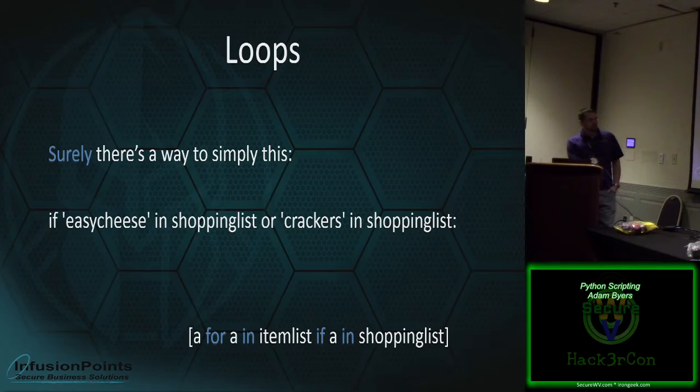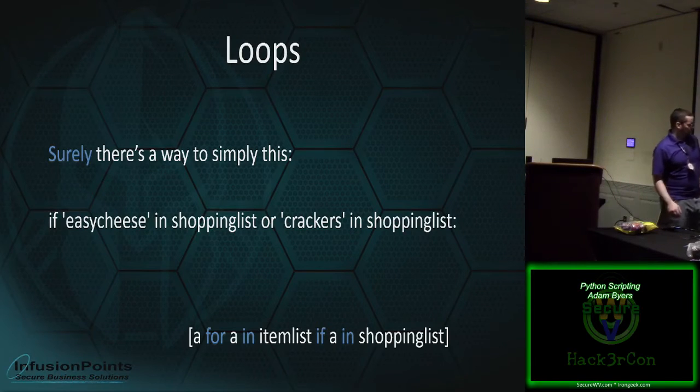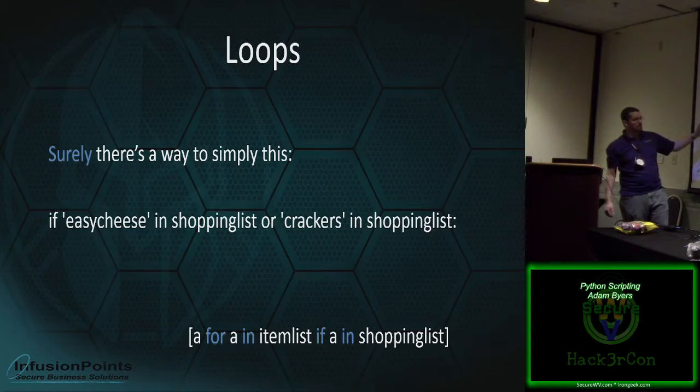Now, if you look at this as a whole, it may just look like Greek. Okay, what are we trying to do here? But it's a two-part. So for A in item list, it's going to go through each item in the list and assign it to the variable A, right? So that's one portion. And then for A in item list, if A is in shopping list, then return A. This is a really handy operation so that you don't have to have multiple if statements and all this goofiness.